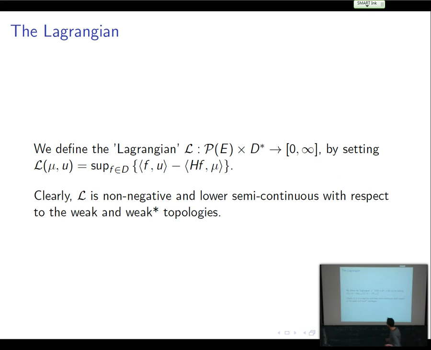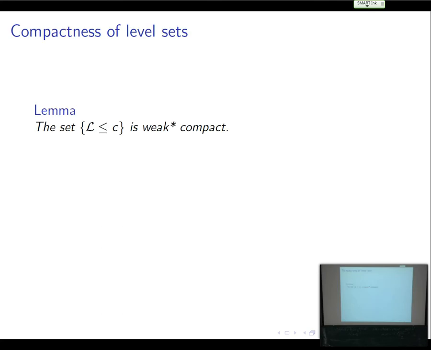Well, as a consequence, we get that L is non-negative, because if we plug in the zero function, all the things I've written down are zero. It's lower semi-continuous, because all the pairings that I've done now are continuous. Lower semi-continuous with respect to the weak and the weak star topologies. This L now has some very nice properties under the conditions that we started out with. So this is already a good start. But what we also have is that the level sets of this L are compact in P E times D star for the weak and the weak star topology.